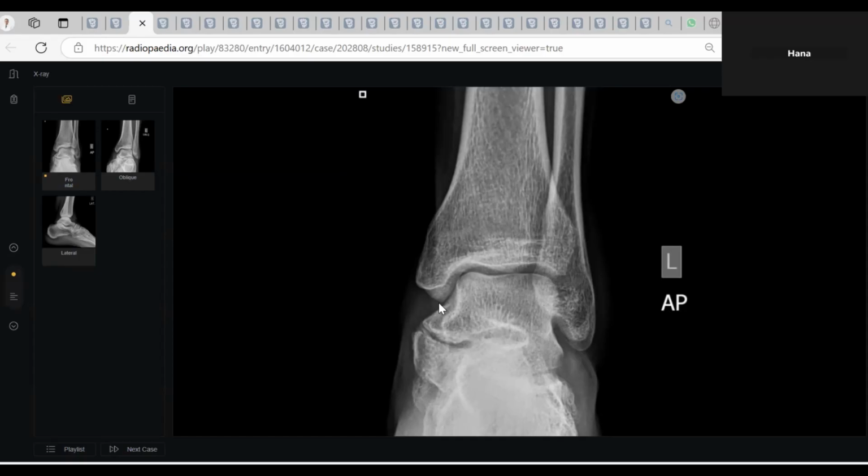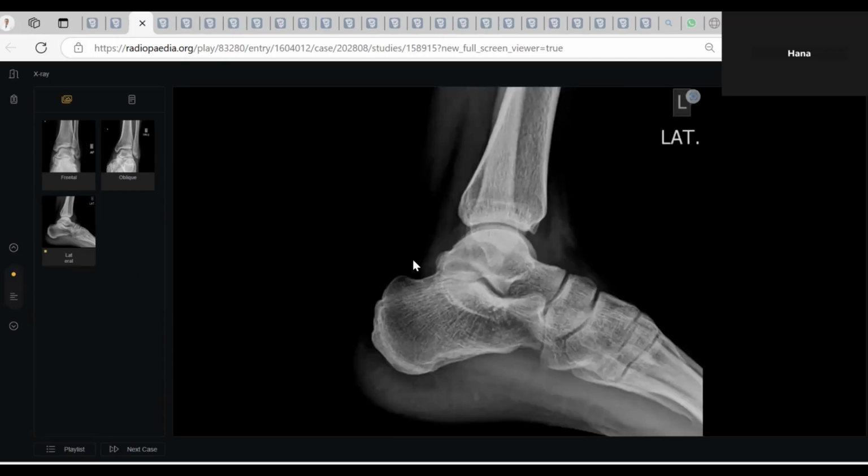What will you do next? I want to request a CT scan of the ankle for confirmation to exclude coalition. Only X-ray is available. What will you do next? Go lateral. In the lateral projection, I can see the C sign, which is suggestive of coalition, talocalcaneal coalition.